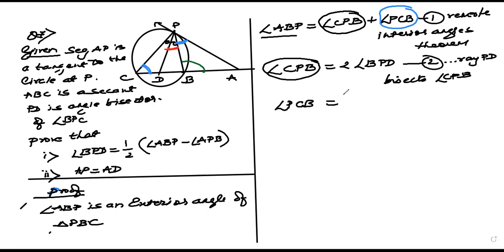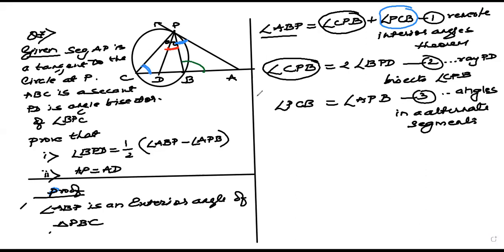So naturally, this angle PCB is equal to angle APB, can I say, children? Reason: angles in alternate segment. We call this theorem angles in alternate segments.